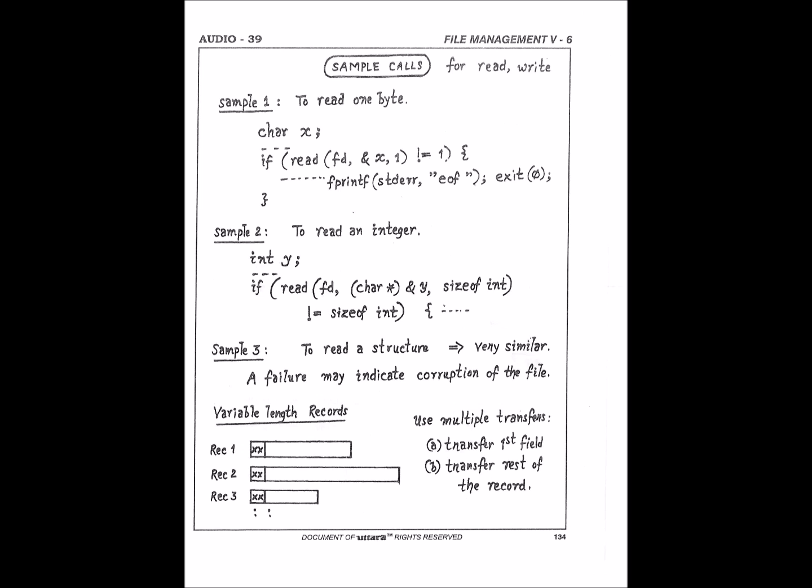Because as far as read and write system calls are concerned, it is always reading bytes. Whether you want to use it for a byte, for a char, or for an int, or for a double, or struct emp, or whatever is up to the process. So read does not care less. Okay. So that is what it is.